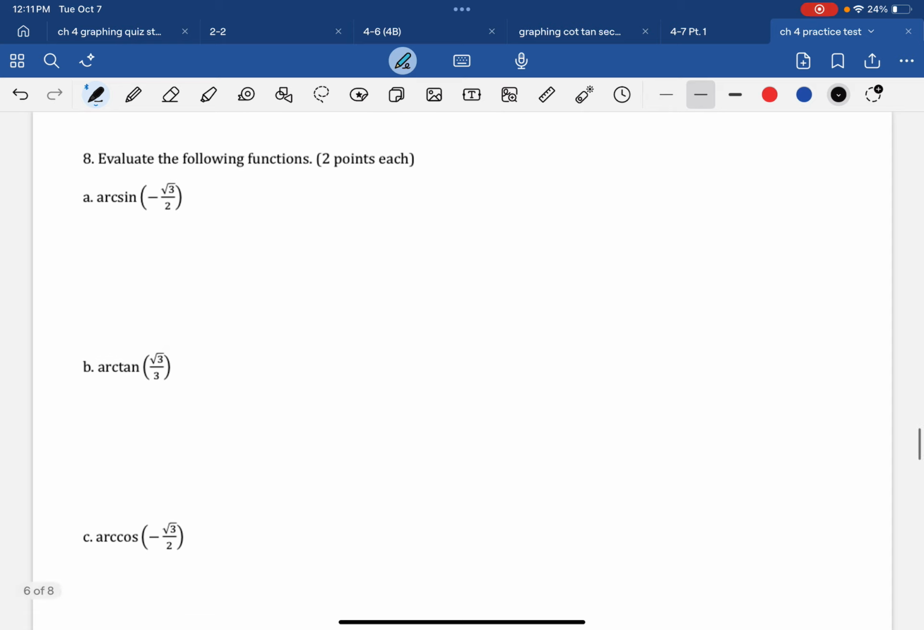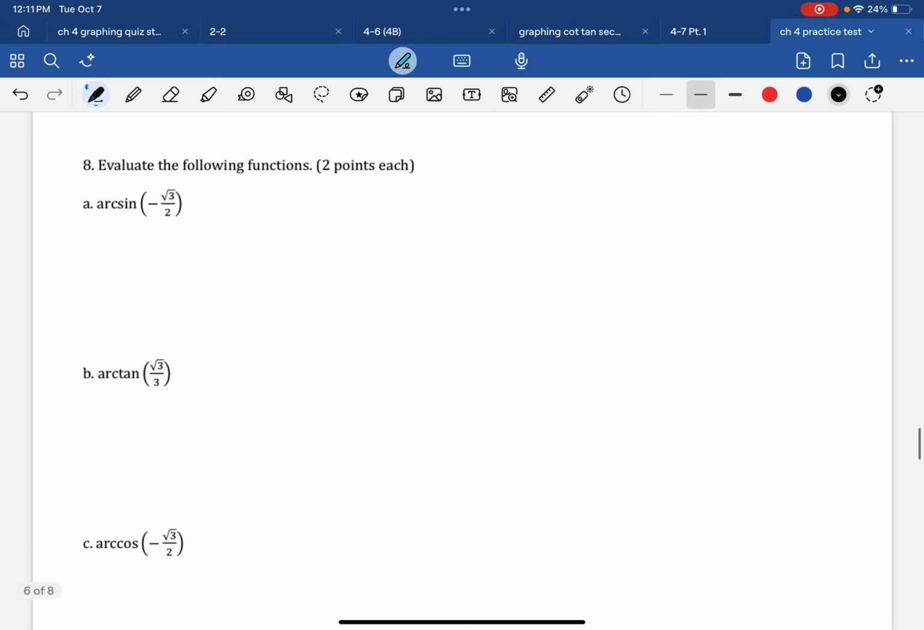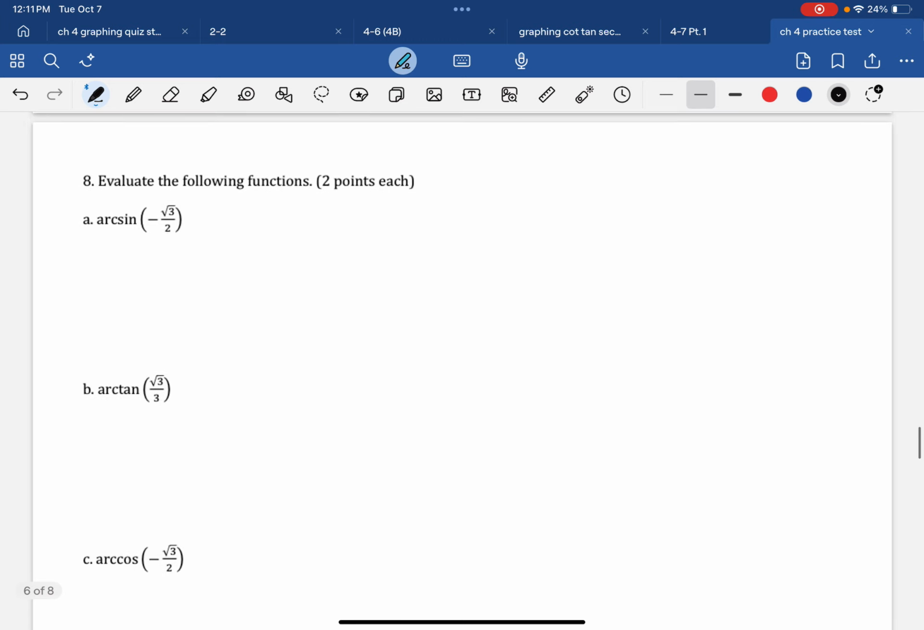Next, we have some questions asking us to evaluate various inverse trig functions. Here, it's very important that we are careful about noting the range of these various inverse trig functions. Because of the range, there is actually only one correct answer for every single question. So if you didn't get the same answers, it would be wrong, unlike some of the previous questions where there could have been multiple mathematically correct answers.